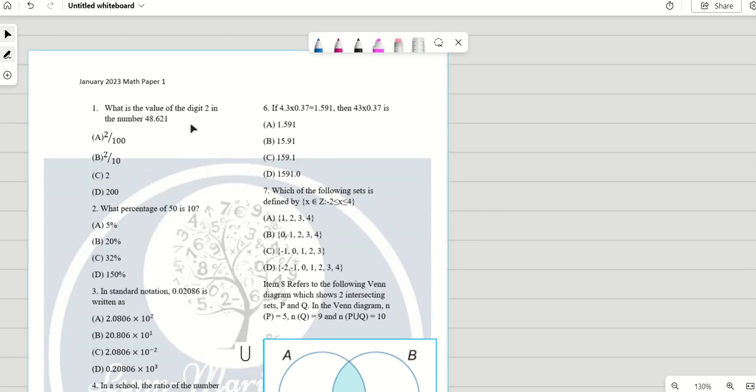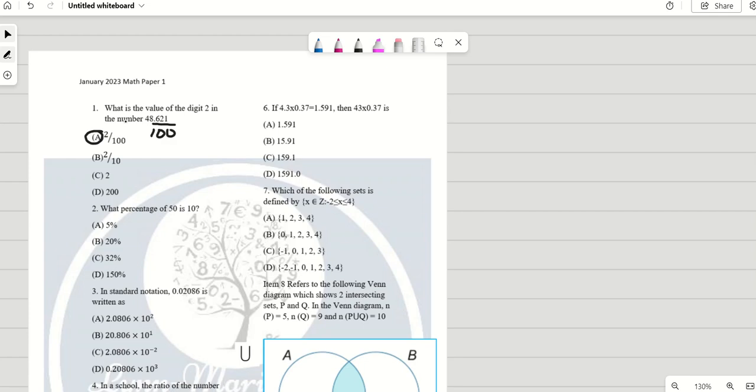Number 1, what is the value of digit 2 in the number 48.621? It's a repeated question. The answer is A. To do this question, you put your decimal point, you put over. Your decimal point is 1, and how many digits to reach 2? There are 2 digits, so it would be 2 zeros. So that's how we get 2 over 100.